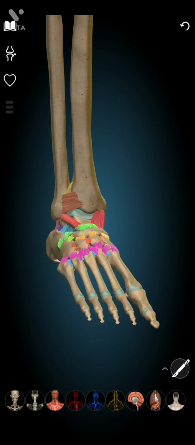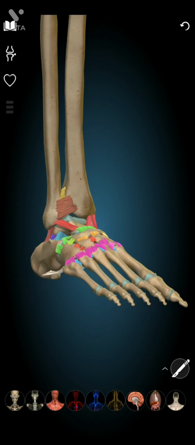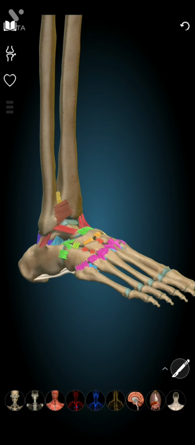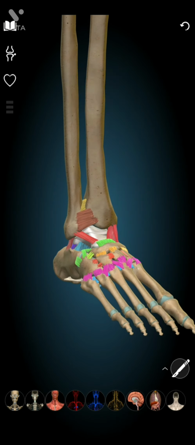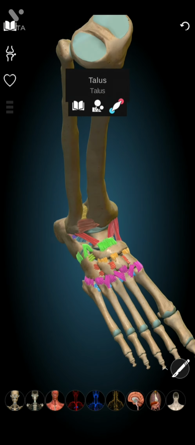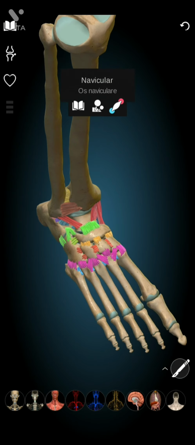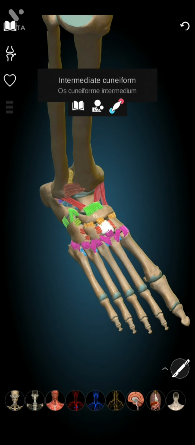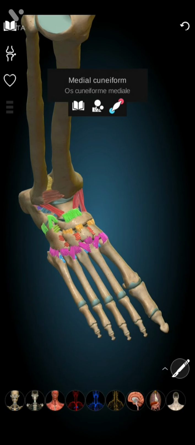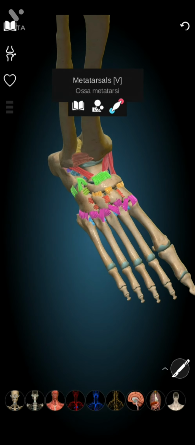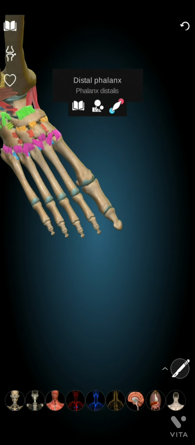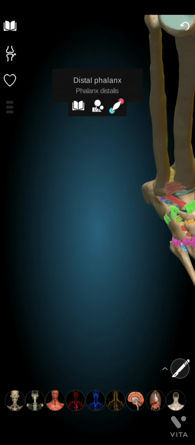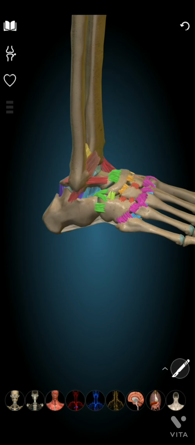What are the bones that participate in supporting the muscles? This is the calcaneus. Above the calcaneus we have the talus. In front of the talus and calcaneus we have the navicular, and the lateral, intermediate and medial cuneiforms. These are the metatarsals and these are the phalanges: proximal phalanx, middle phalanx and distal phalanx. Now we are going to see the muscles.